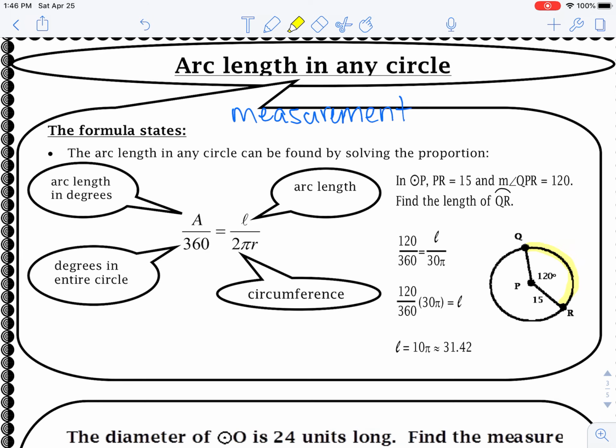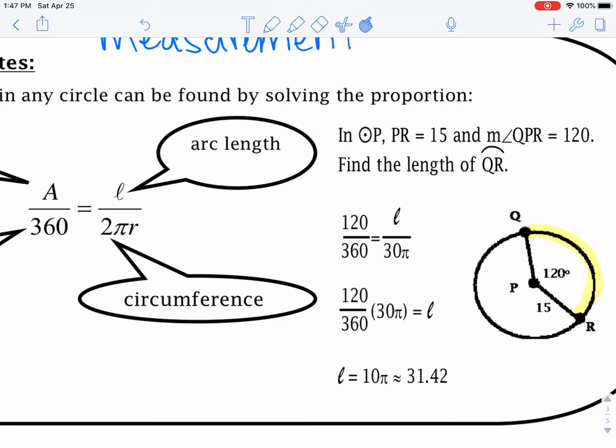So what we do is we have a formula: the arc measure in degrees over 360, the ratio of its measure, will equal the same ratio of the arc length over the circumference. So if you know the degrees, you can find the arc length. You set up a proportion.